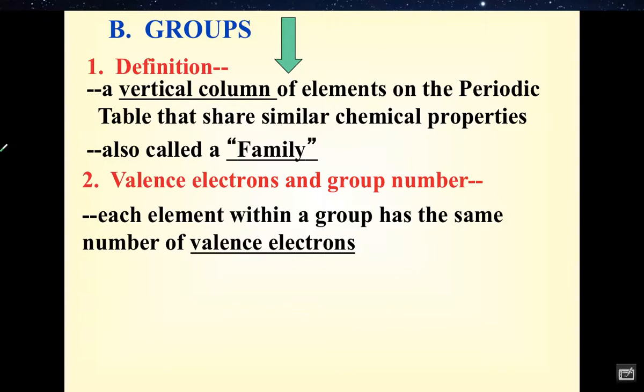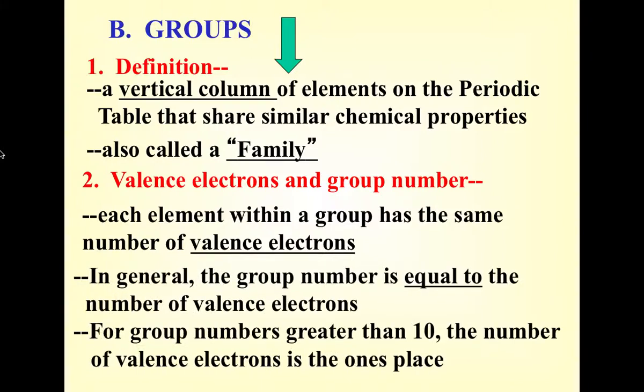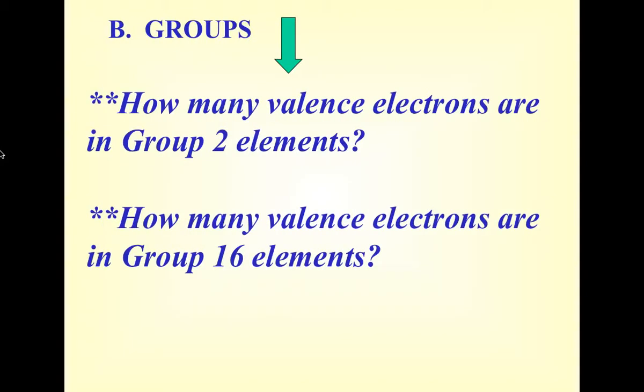So what we can tell based on the group number is the number of valence electrons. In general, the number of the group is equal to the number of valence electrons. Now, if I have a group number that is greater than 10, the number of valence electrons is the ones place. So, if I look here, how many valence electrons are in group 2 elements? Well, group 2 is less than 10, so the group number here is equal to the number of valence electrons. So all group 2 elements will have 2 valence electrons. How many valence electrons are in group 16 elements?